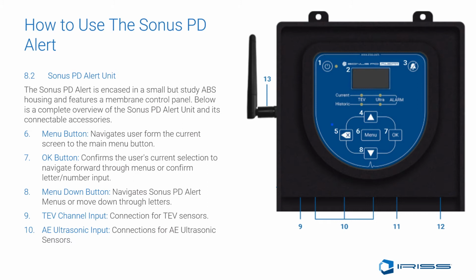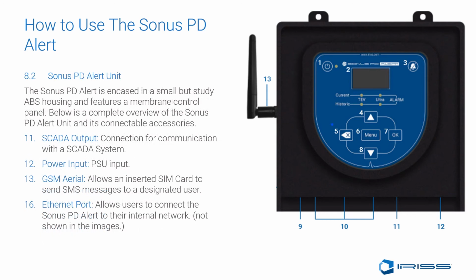9, TEV channel input. Connects to one TEV sensor. 10, AE ultrasonic inputs. Connects up to 3 AE ultrasonic sensors. 11, SCADA output. This connection is for communicating with the SCADA system. 12, Power input. This is where the PSU input plugs into the body of the Sonos PD Alert. 13, GSM aerial. This allows for inserted SIM cards to send SMS messaging to designated users.